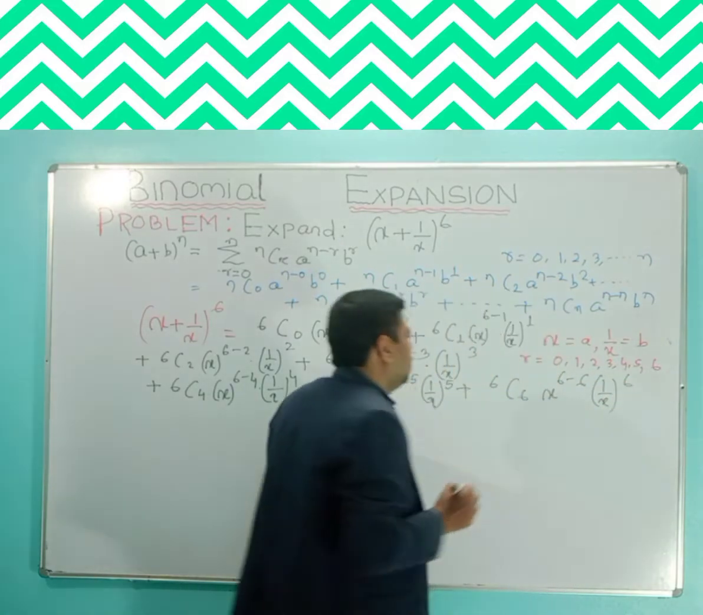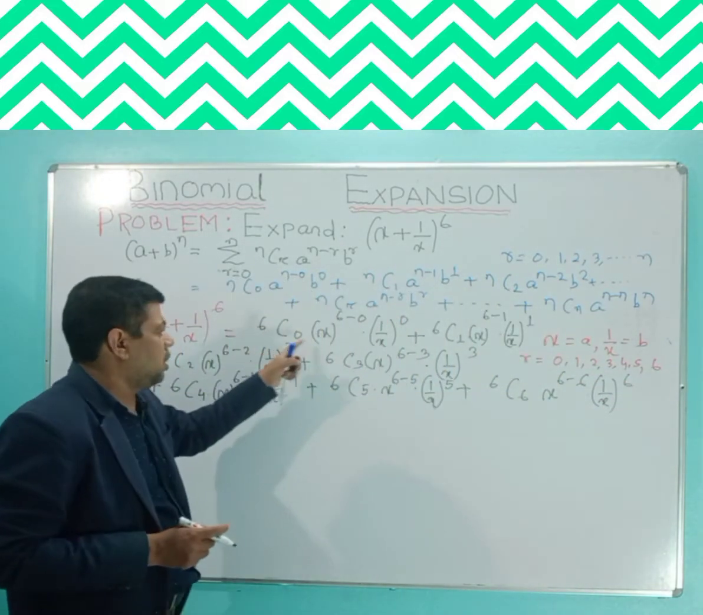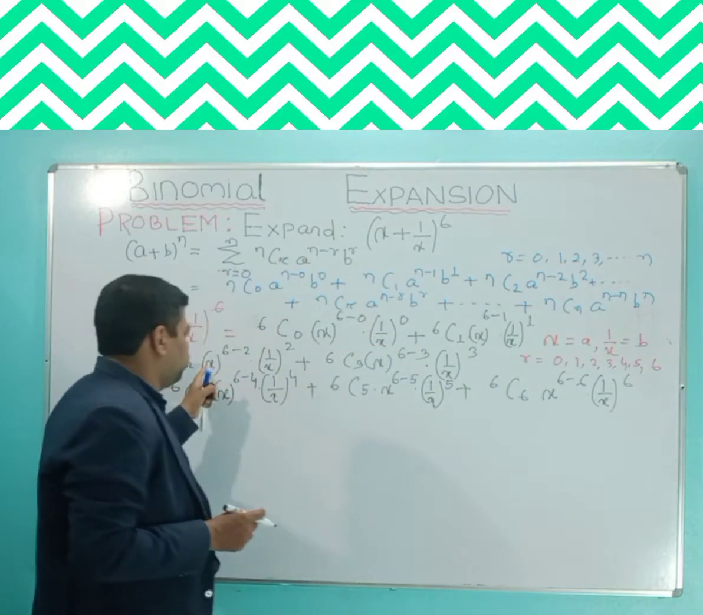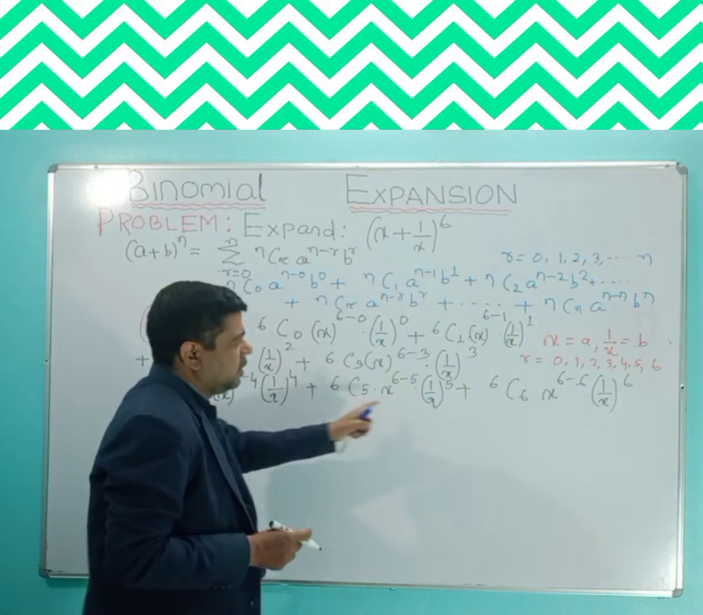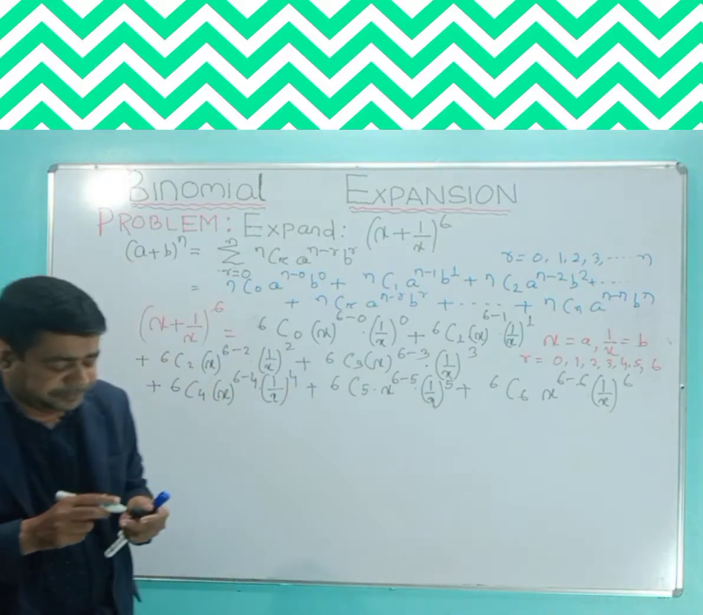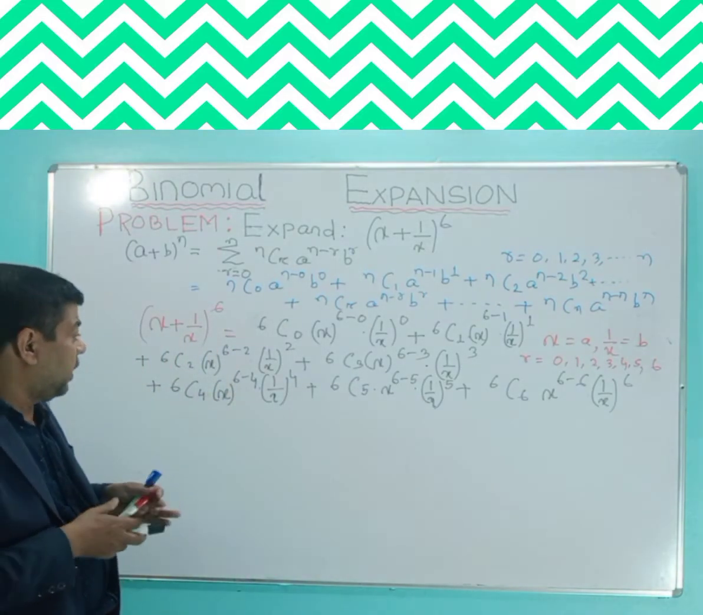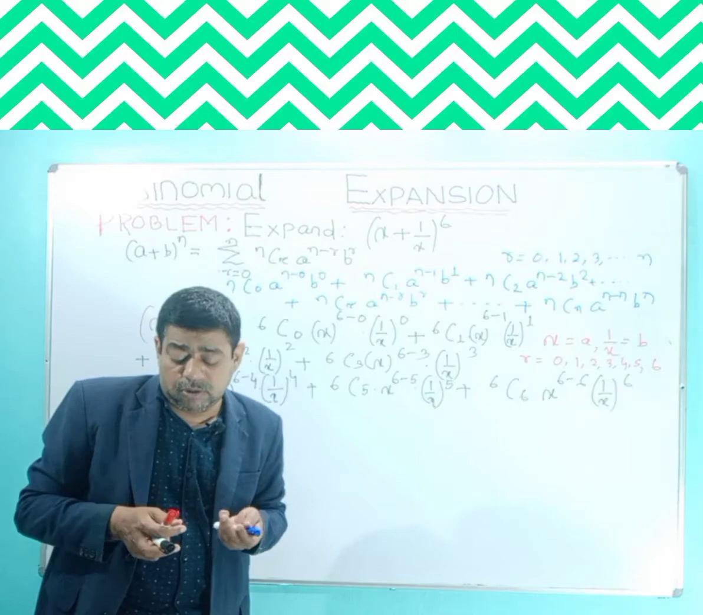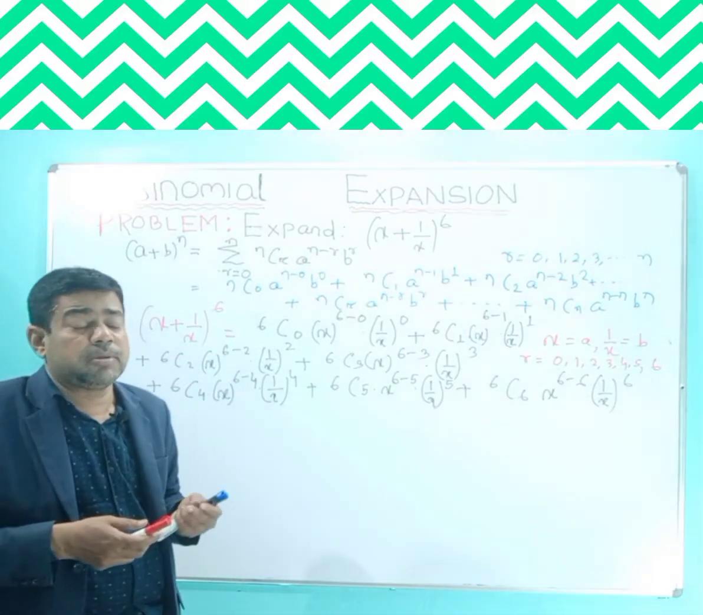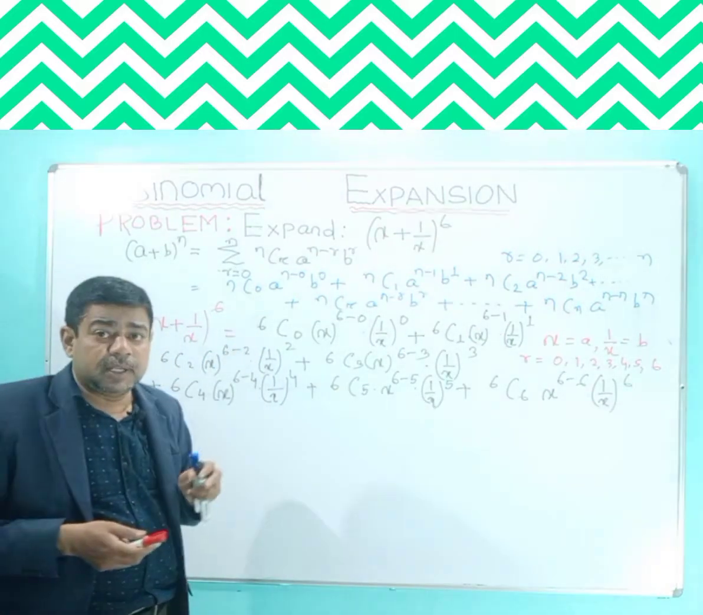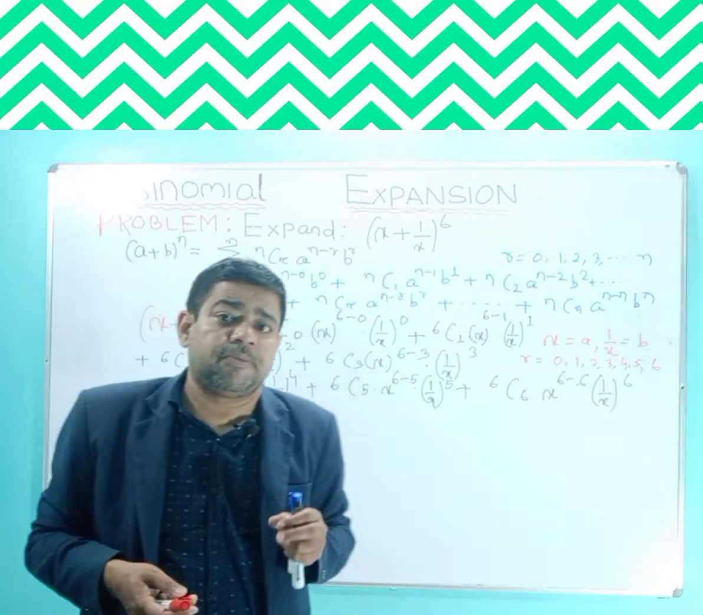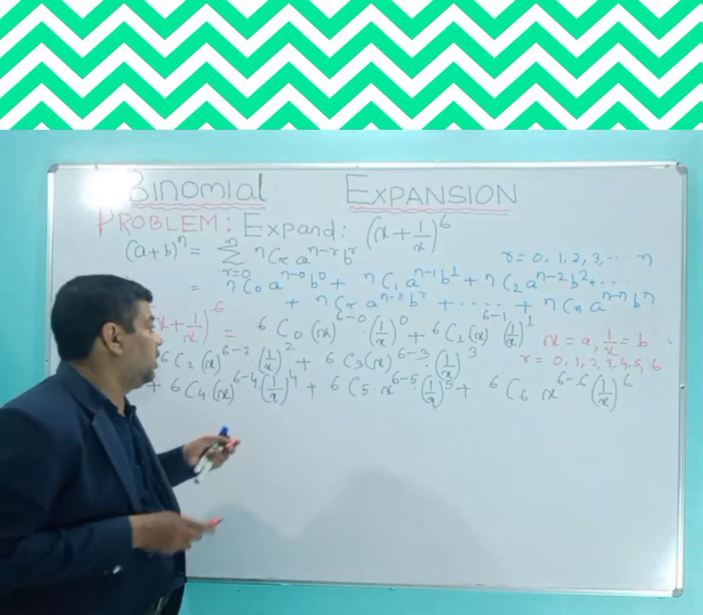This is how it looks, and it contains 7 terms: 1, 2, 3, 4, 5, 6, 7. Is it clear? When we are expanding with the binomial theorem, you see the binomial coefficients. I already told you, you have to simplify. You have to find the values of the binomial coefficients. What are the binomial coefficients?